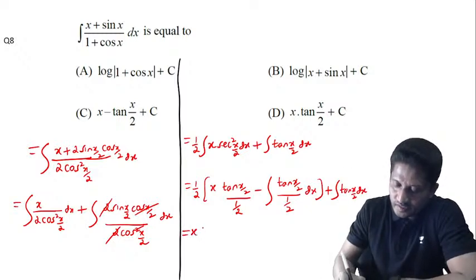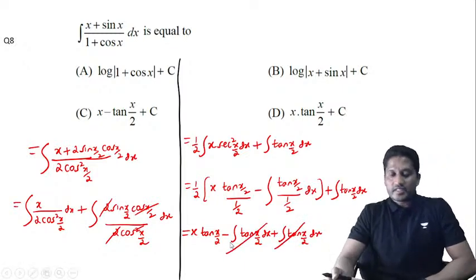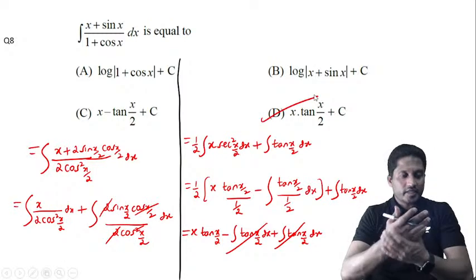Right, half and half cancels, you get x into tan x by 2 minus this is integration of tan x by 2 plus integration of tan x by 2. This will cancel. You get x tan x by 2 plus c. Last option D.